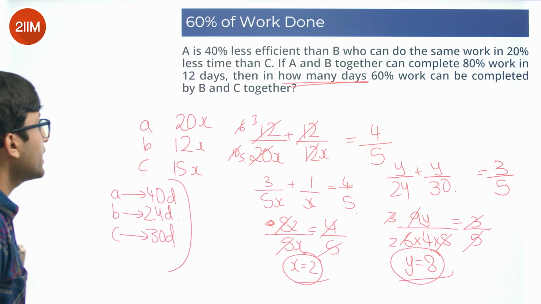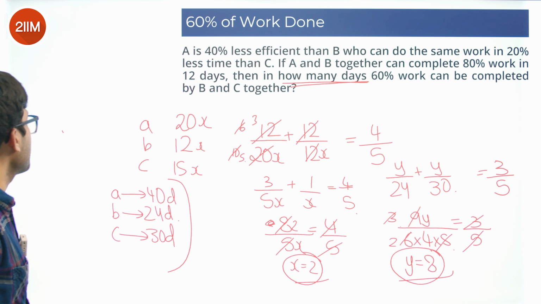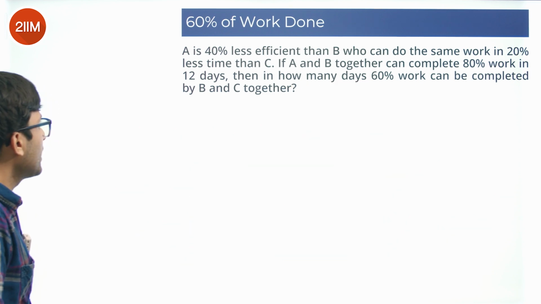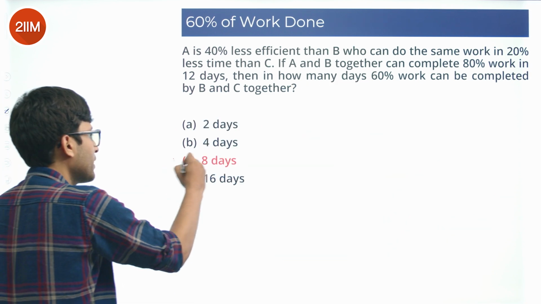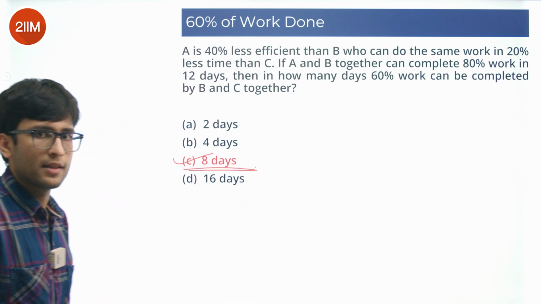8 is the number of days it will be taking them to finish 60% of the work if B and C are working. Let's find out whether B, yeah, perfect. We got 8 days as my answer in this question.